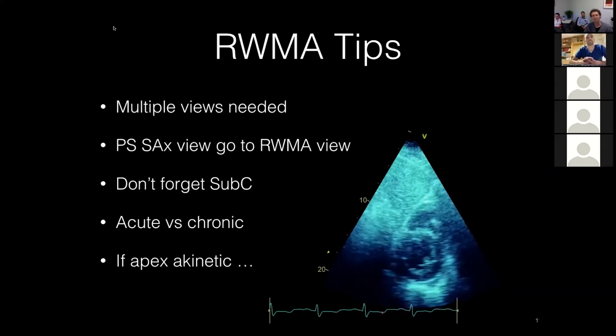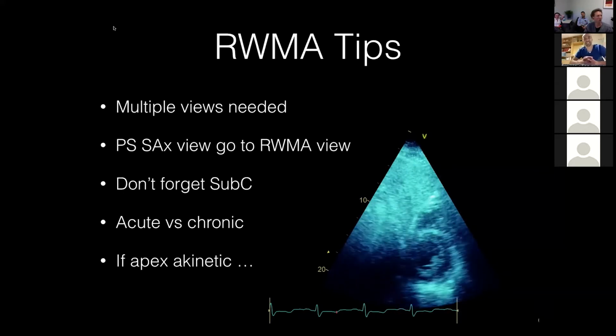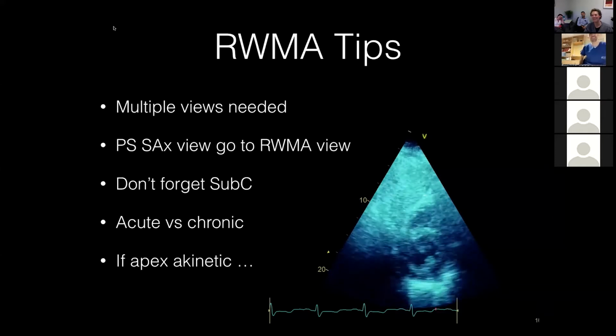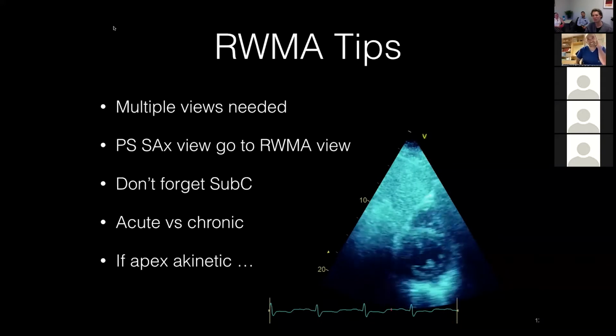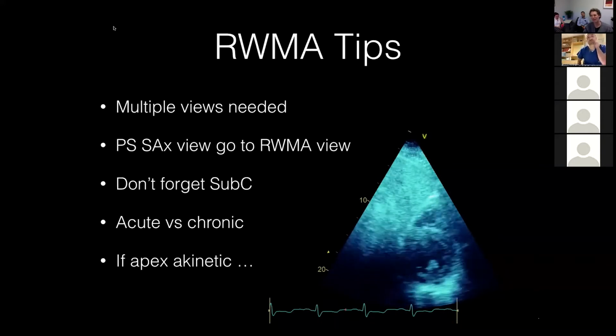sentence. What's the question? The question is, I want you to finish the sentence. So the final part of the tip and trick for regional wall motion abnormality. If you see an akinetic apex, what do you have to do?